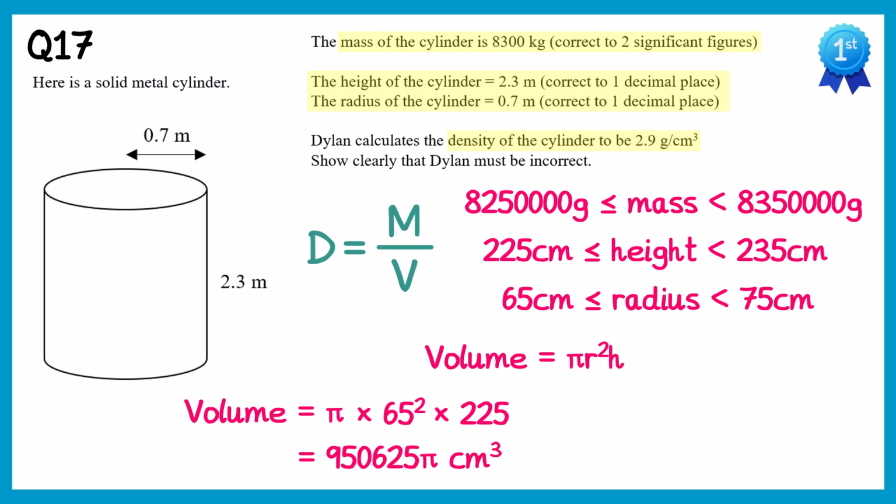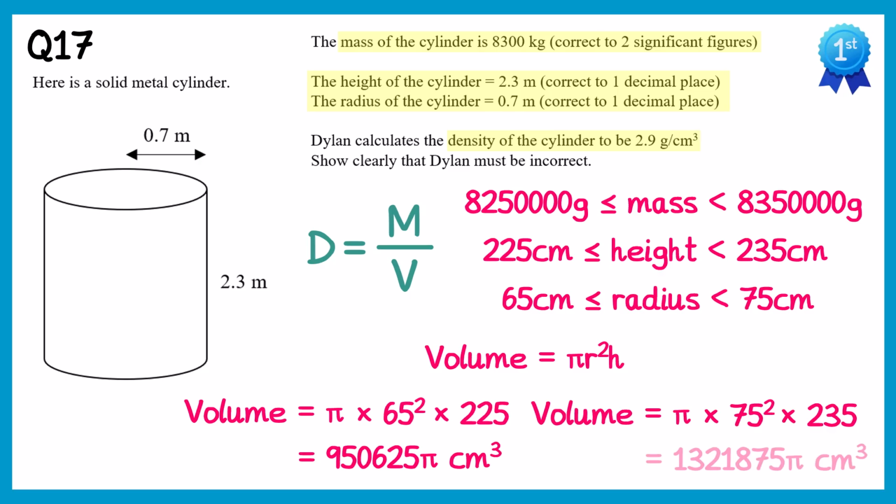Next we'll do the largest possible volume. So it's pi times the largest radius squared, so 75 squared, multiplied by the largest height, so 235. If you did 75 squared times 235, you get 1321875.